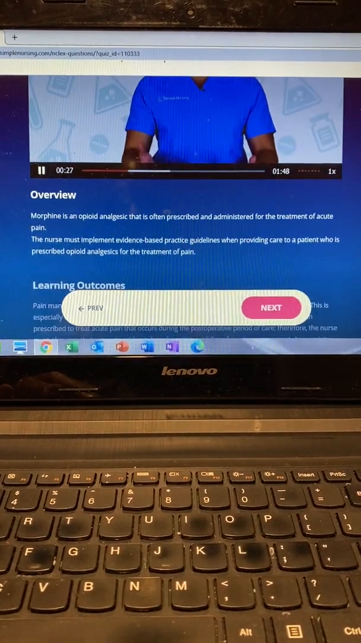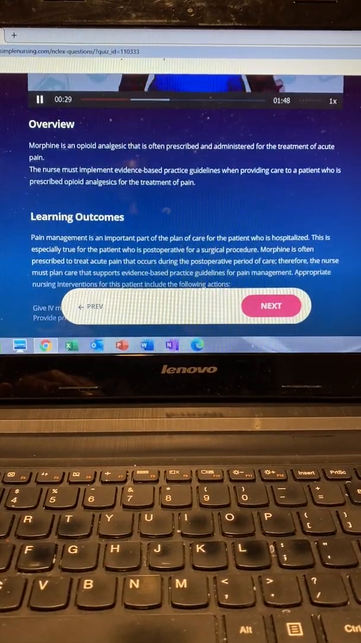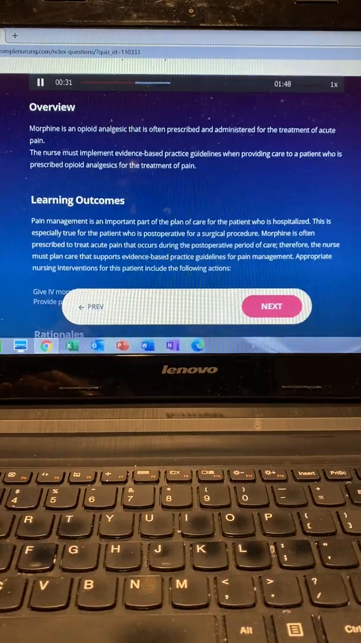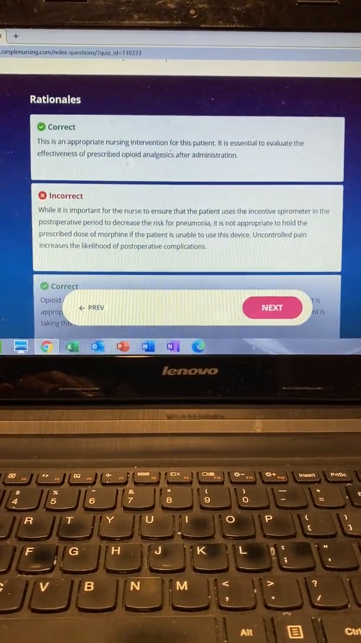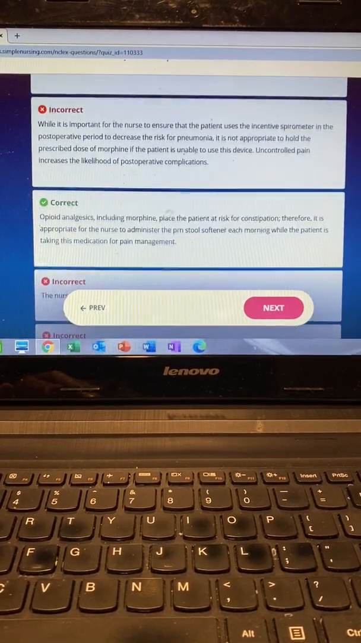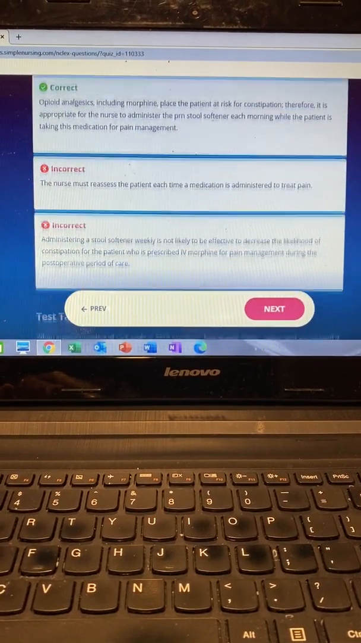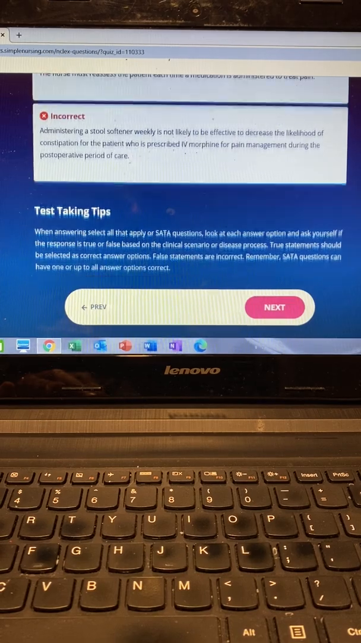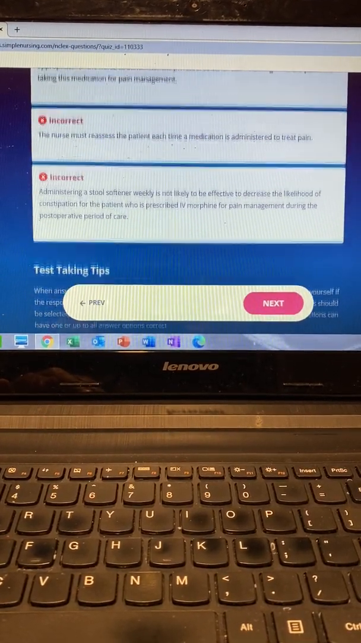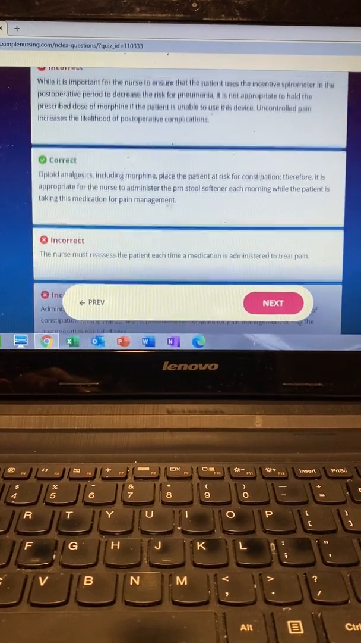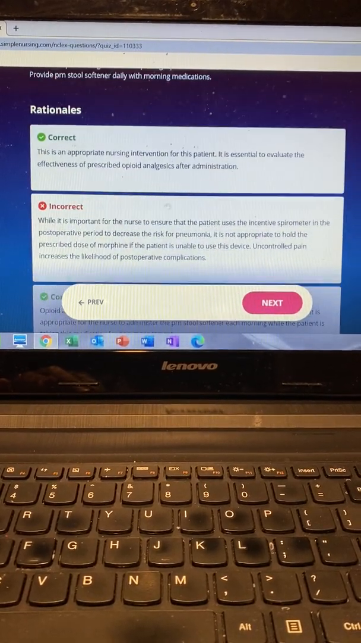So the memory trick here is to look for the O's for opioids. So hydromorphone and morphine have big O's in it. So it makes everything low and slow. We're talking vital signs and even the GI tract, leading to constipation. So the solution we're looking for are actions to do for this patient.